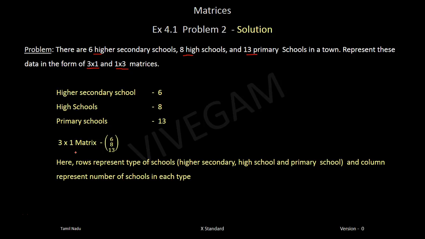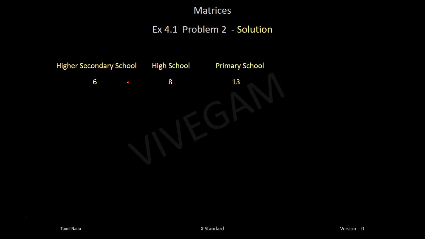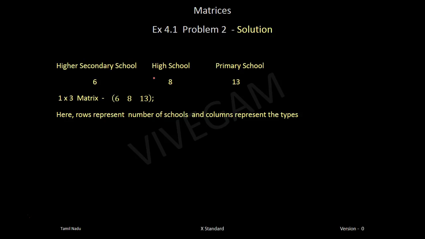Now you invert it, rotate this information. If you rotate this table 90 degrees to the left in an anti-clockwise direction, so what will happen? You will get the numbers, only one row you will get, right? So that is what you will get here, in which case you will get 6, 8, 13. So higher secondary schools is 6, high school is 8 and primary school is 13. So here the rows represent the number of schools, right? And the columns represent the type of school. So it's a 1 by 3 matrix and the matrix is 6, 8, 13.